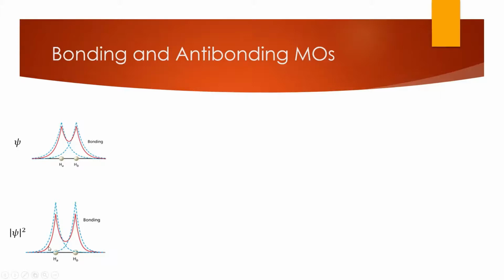So this is showing us what's actually happening in a bond: we have a buildup of electron density between the bonding atoms. And that is very in line with what we expect from a bond being a shared pair of electrons. We can see we get electrons more often in between the atoms than further apart from the atoms.